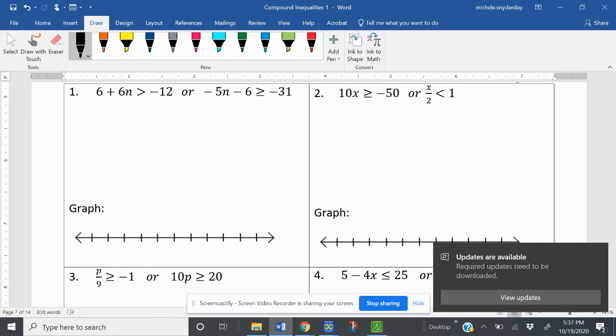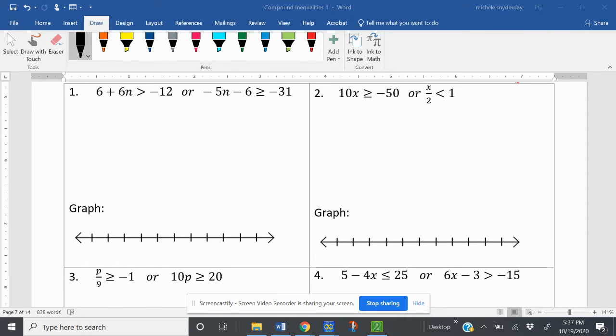So number one, we definitely have ors. They are separated with the word or. So we'll do them one at a time. First thing, 6 plus 6n is greater than negative 12, so we'll subtract 6 on both sides. Hopefully you're getting really good at these solving equations and inequalities. So we have 6n is greater than negative 12 minus 6, which is negative 18. Divide by 6, divide by 6. And we have n is greater than negative 3.